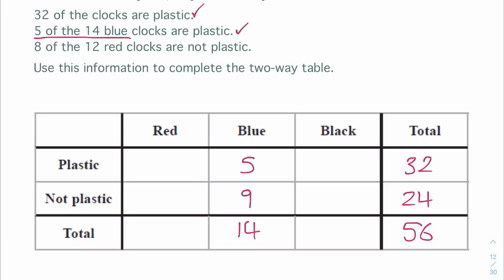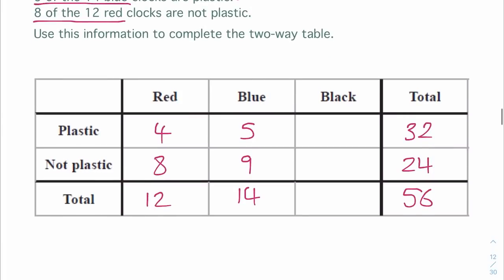And the same information is given to us on the next line. We've got 8 out of the 12 red clocks are not plastic. So that tells us there are 12 red clocks, and 8 of them are not plastic, and then 4 therefore would have to be plastic. So we just need to complete this by working out the black clocks.